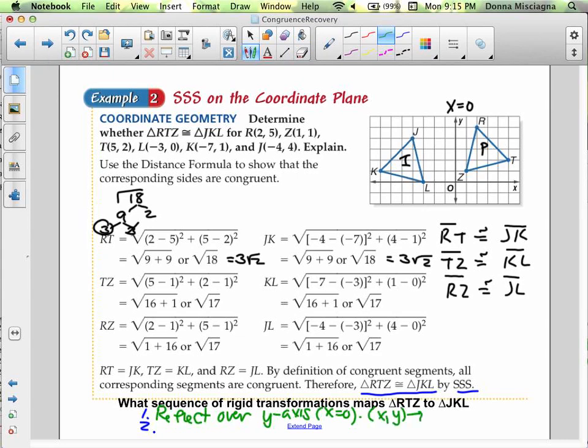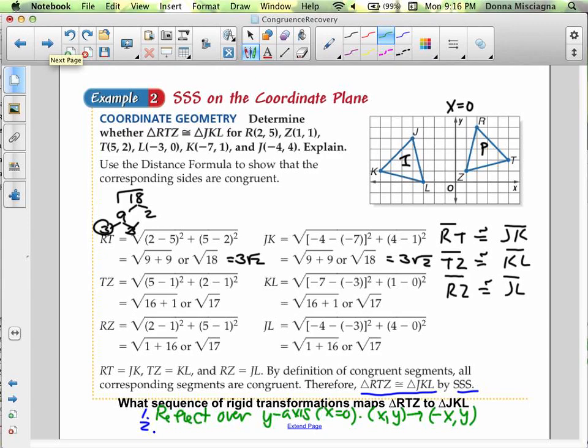xy would go to, so if we reflect over a vertical line, x changes and y stays the same. If the vertical line you're reflecting over is the y-axis, then x is the opposite and y stays the same. There we go. All right, so if we reflect over the y-axis, actually we can write it over here.